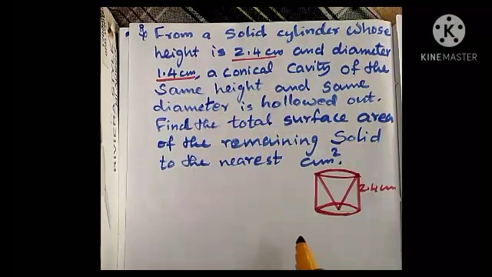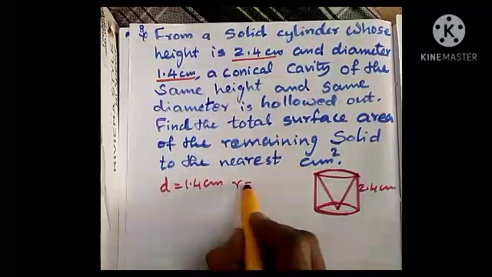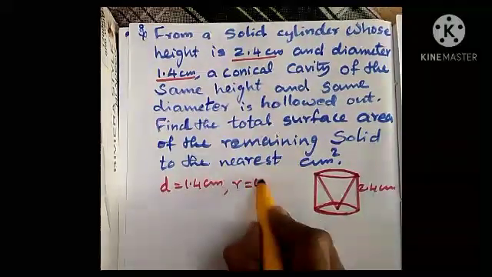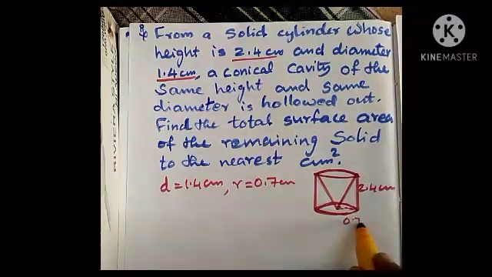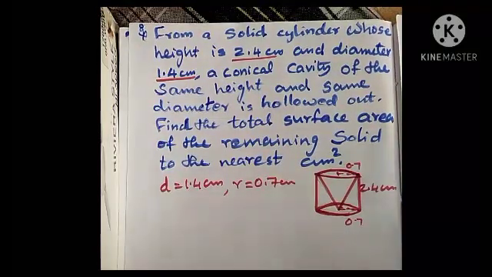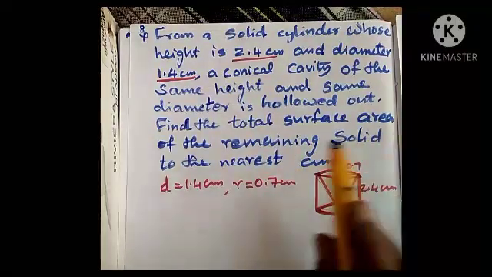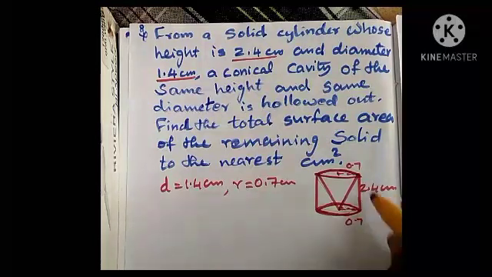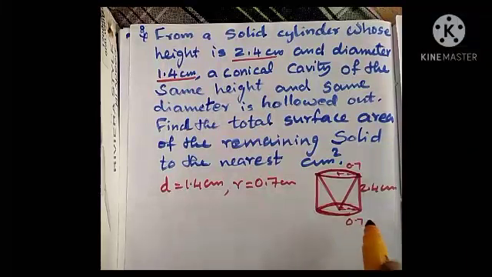And what's the diameter given? 1.4. So diameter equal to 1.4 centimeters. We can find the radius. What is the radius? Half of 1.4. So 0.7 centimeters. You can see that here it is 0.7, or here also we can say 0.7 radius. Now, what is given? A conical cavity of the same height and the same diameter is hollowed out. So, from the cylinder, a conical cavity is taken out. A cone is taken out. And we need to find the total surface area of the remaining solid.